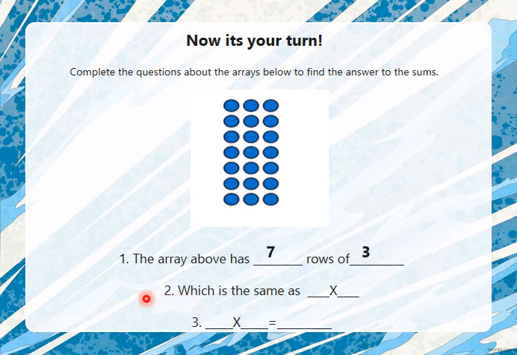Question number 2. This is the same as 7 times 3. So our times table sum we are looking at is 7 times 3. This array represents this times table sum. We need to count the dots inside our array to get our answer. 1, 2, 3, 4, 5, 6, 7, 8, 9, 10, 11, 12, 13, 14, 15, 16, 17, 18, 19, 20, 21. Therefore, 7 times 3 equals 21. How did you go?